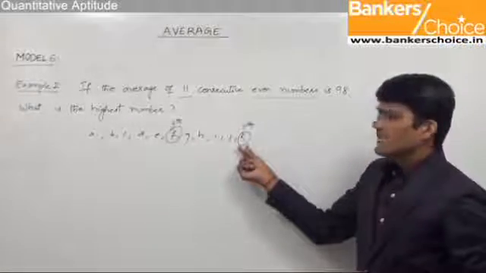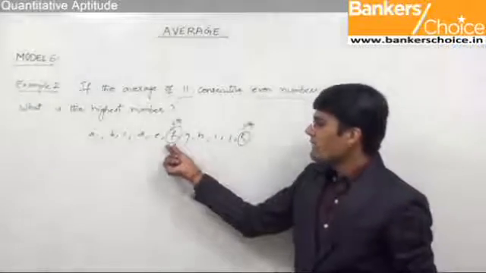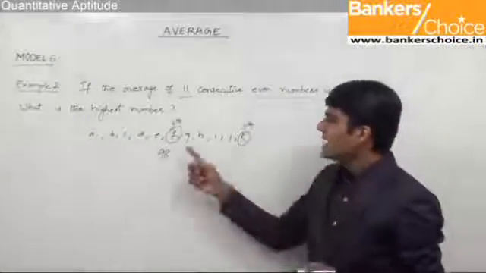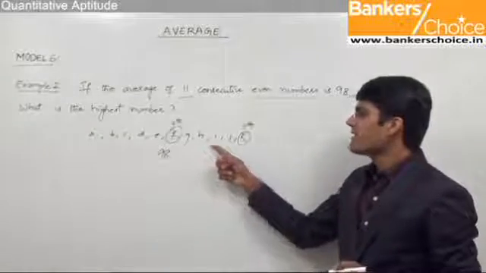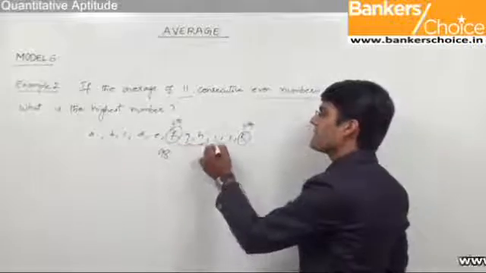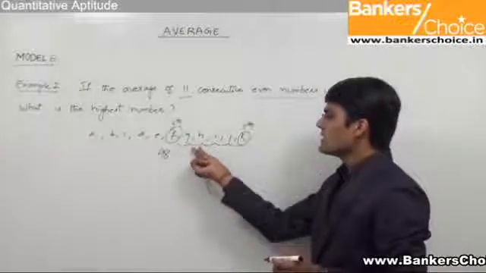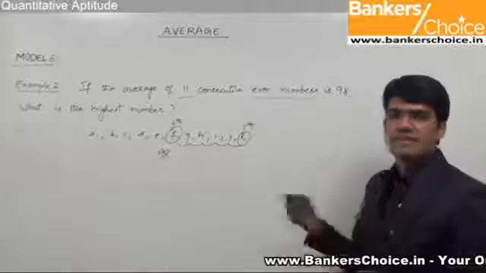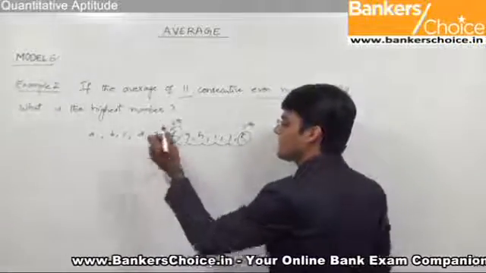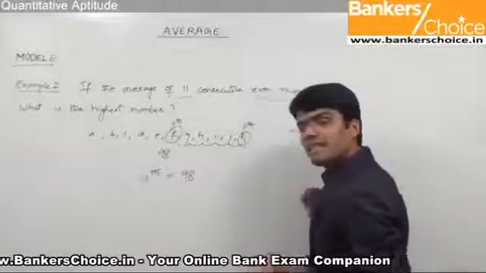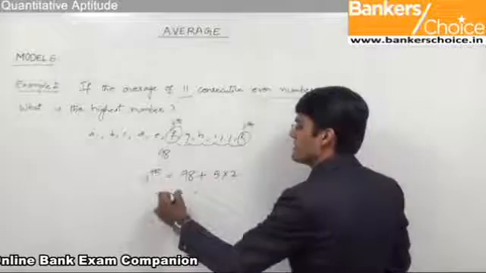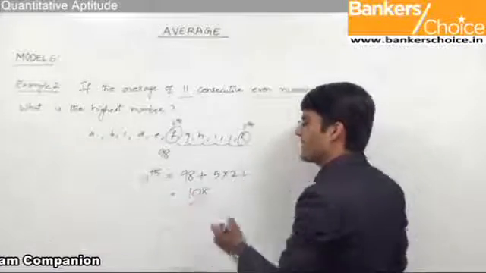Now to find out the 11th number, we can simply proceed from the sixth number, that is nothing but 98. We know that each pair of consecutive numbers will have a difference of 2. And since we have 5 numbers after the sixth number, we can say that the total difference will be 2 into 5, that is 10. So we can say that the 11th number or the highest number will be equal to 98, that is the sixth number, plus 5 into 2, which is equal to 108.